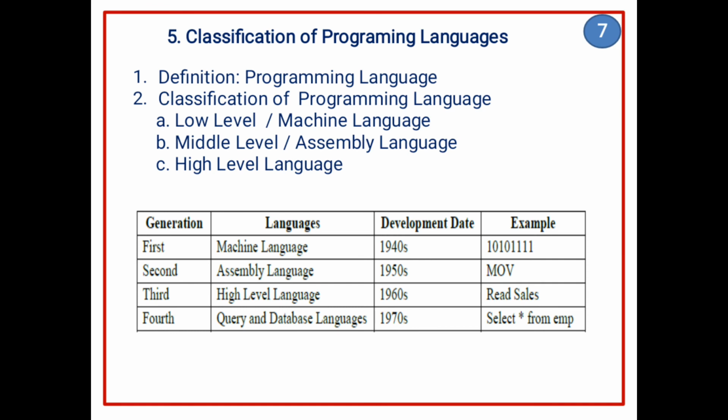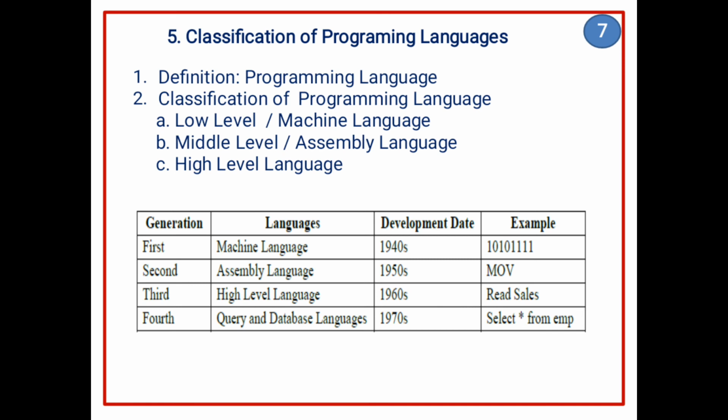Now what are the advantages of low level languages? First advantage, a computer can easily understand the low level language. Second advantage is low level language instructions are executed directly without any translation. Third advantage is low level language instructions require very less time for their execution.